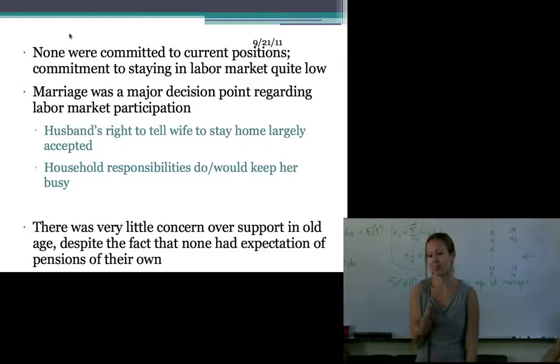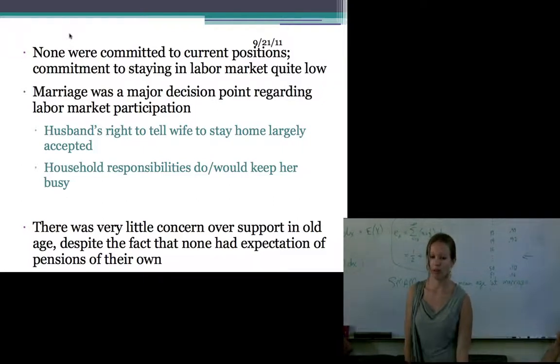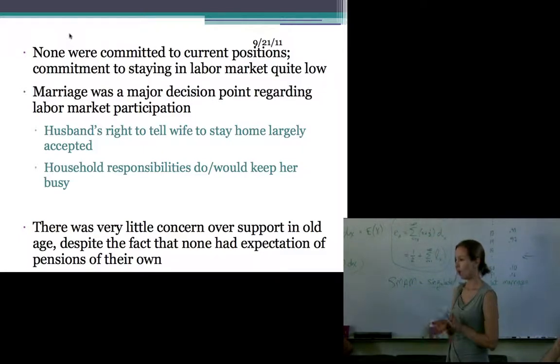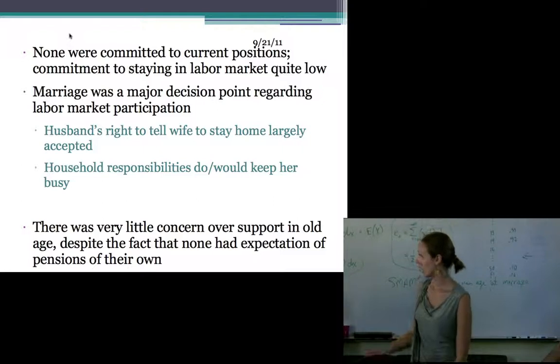So understandably, a lot of the girls expecting to get married, or already married and having husbands who are expected to provide for them, had very low labor force commitment. Marriage was basically the major decision point for deciding when to stay home. A lot of them were working before marriage, largely, I think, to alleviate boredom. It's a good way to go out, get things to do, feel like you've used your education.